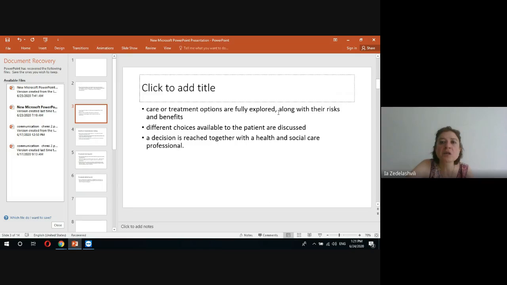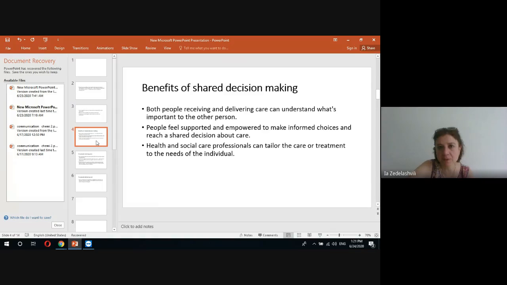Treatment options are fully explored along with their risks and benefits. Understand? Yeah? Different choices available to the patient are discussed. Decision is reached together with the health and social care professionals. Understand? Both people receiving and delivering care can understand what's important to the other person. People feel supported and empowered to make informed choices and reach a shared decision about care. Health and social care professionals can tailor the care or treatment to the needs of the individuals.